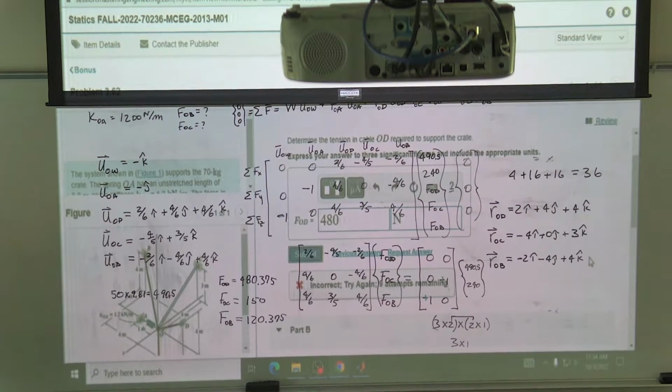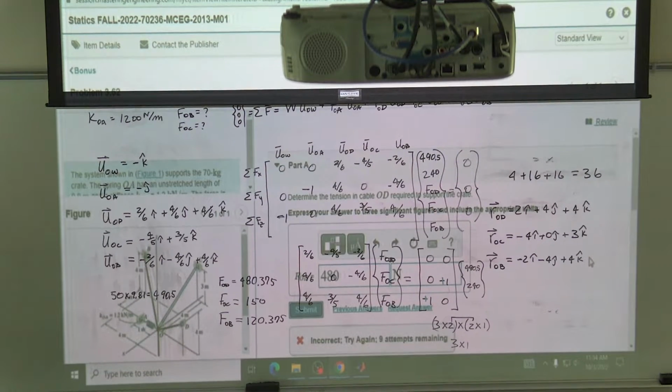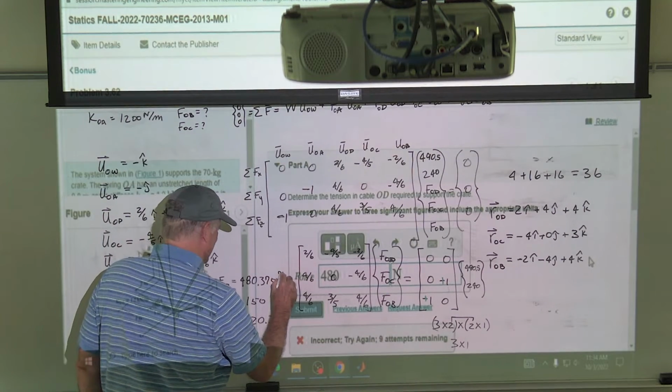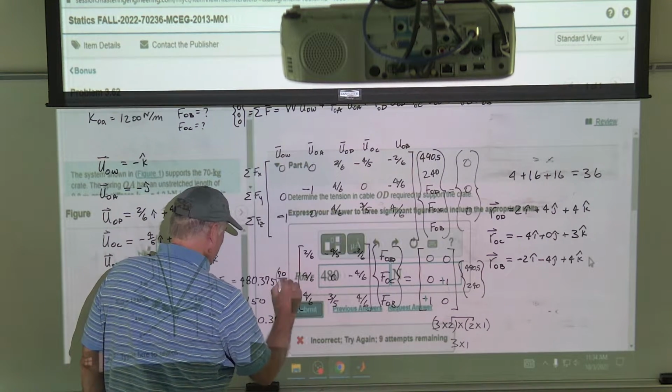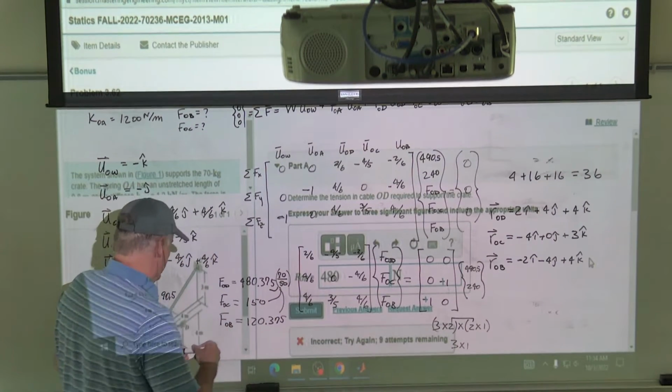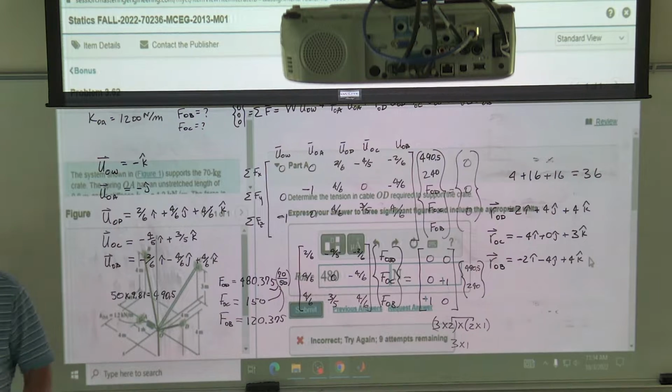Now, first of all, OD, did I write down the right one? It has a different mass on this one than the other one. Oh, it does? Yes, sir. Oh, it's got 70 kilograms. What did it have on the other one? 50. Okay. Here we go. 70 over 50. I'm going to multiply everything. It's superposition. So, okay. Let's try that again.